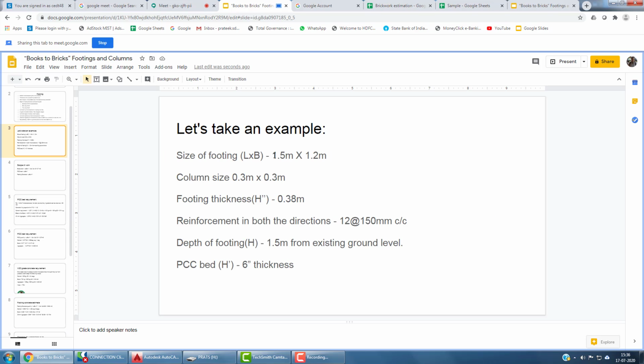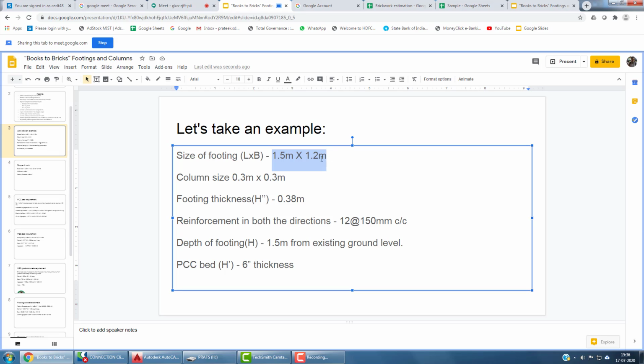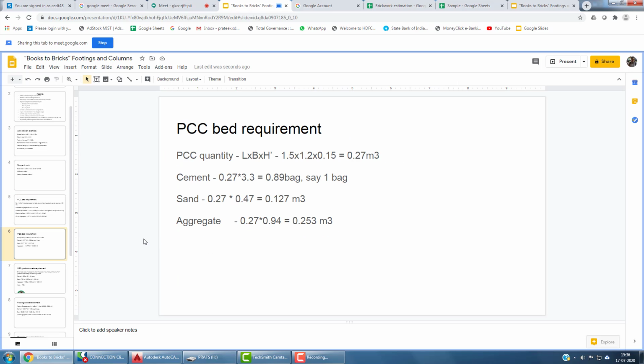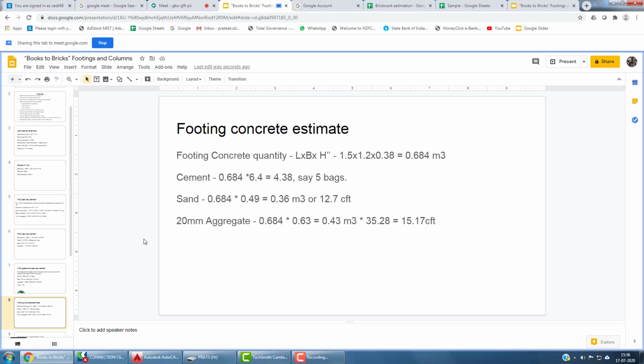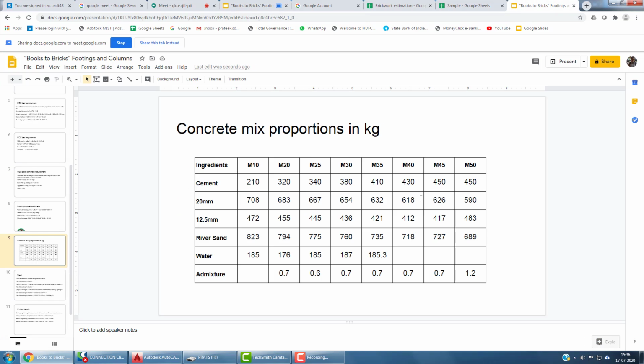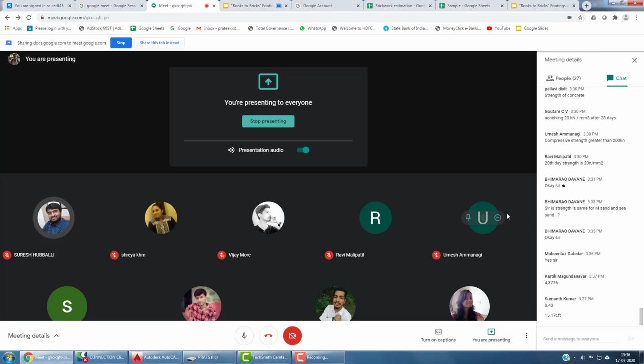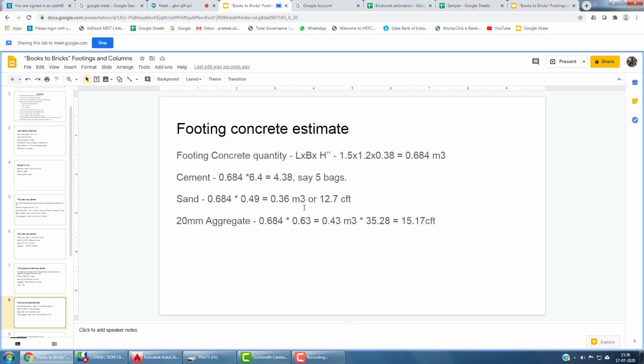In your example definition, it is here: 1.5 by 1.2 is your size of the footing, and you have been told that footing thickness is 0.38. I hope it is clear, guys. We have calculated PCC footing, PCC bed quantities, we have calculated footing concrete quantity. So what is left now? What else we need to estimate in footing? Yes, steel we need to estimate, correct.